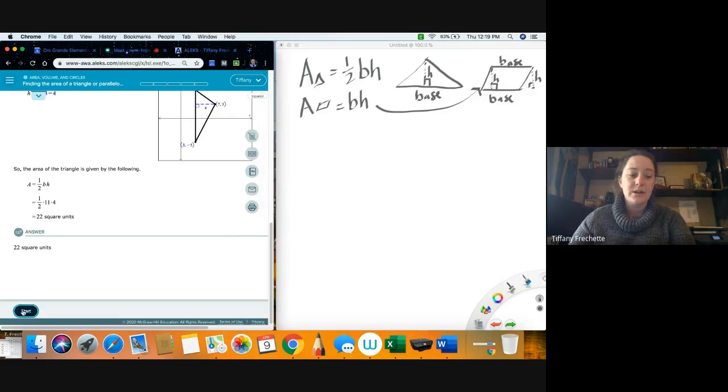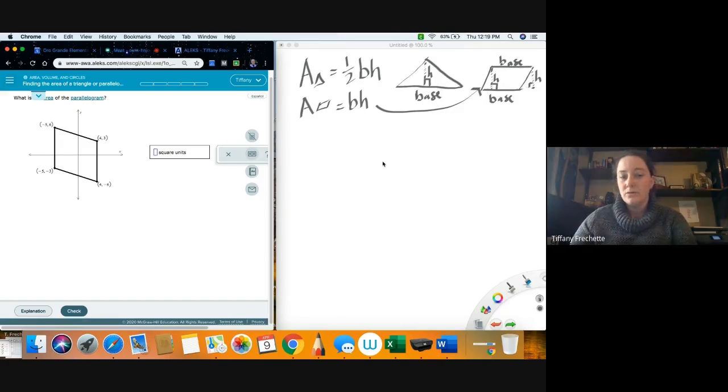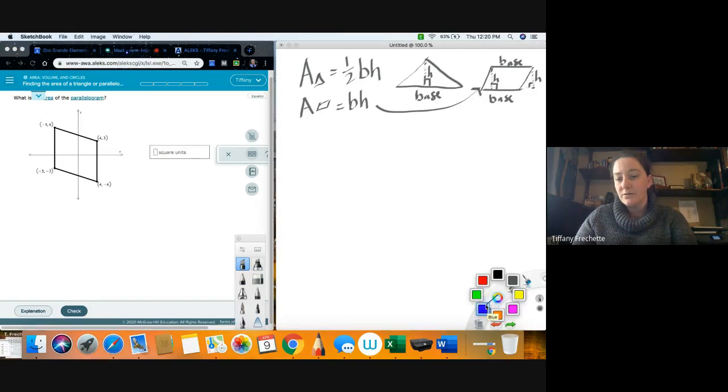All right, so let's go ahead and try this out. And I'm going to switch up my color here. Okay, so I'm going to go to blue. All right, so they give us a parallelogram to start with here. So what we want to do is count for a height here. Let's see.